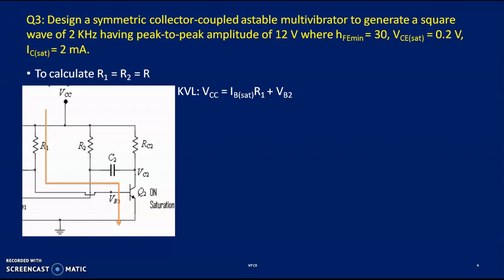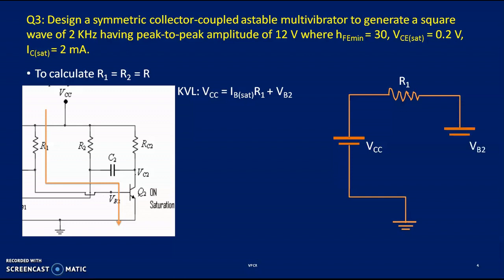Again, this Q2 is saturated. Again, you can consider that current as a saturated current. So IB sat times R1 will give the voltage drop across R1, plus VB2. So again, you can find out the loop. First we started at VCC, then VCC plus is connected to R1 and negative is connected to ground, and R1's second terminal is connected to VB2 and VB2's minus terminal is connected to ground.